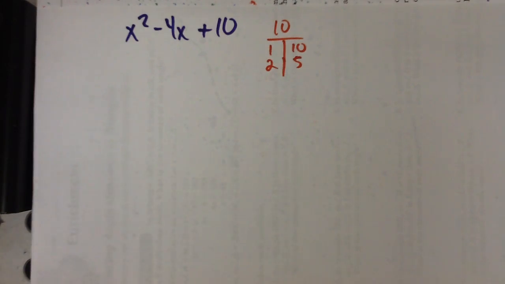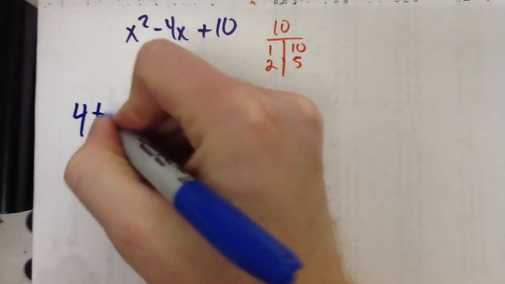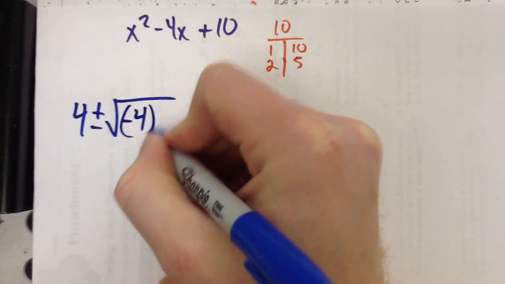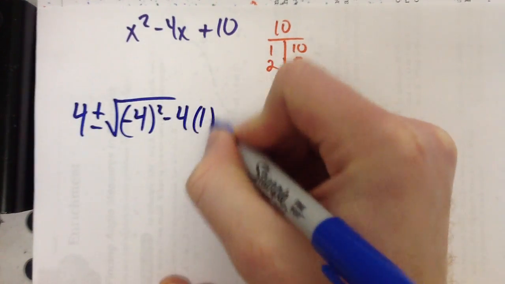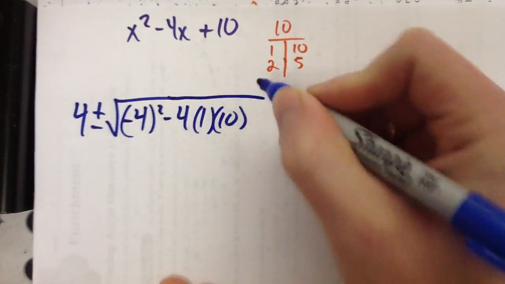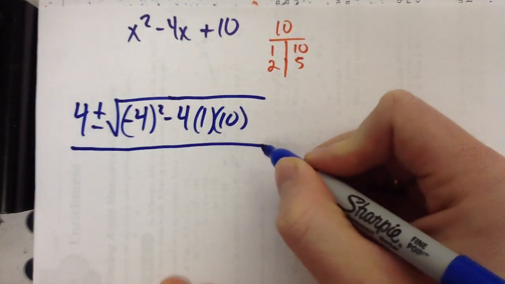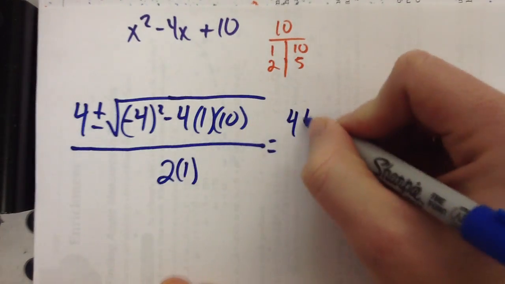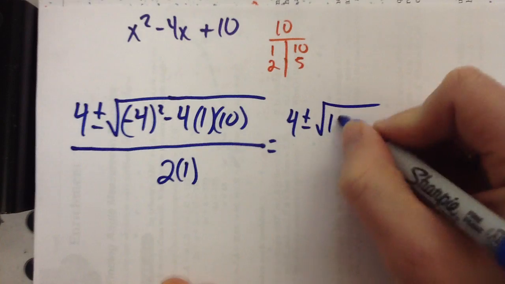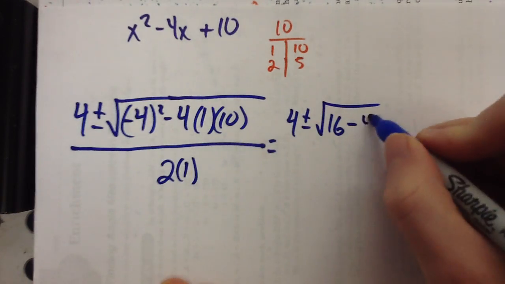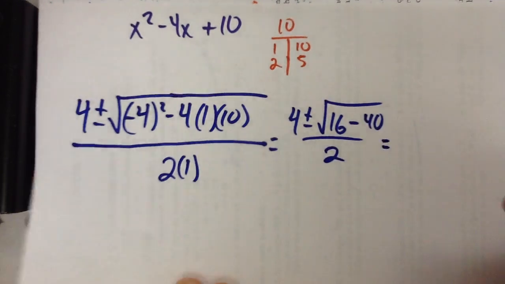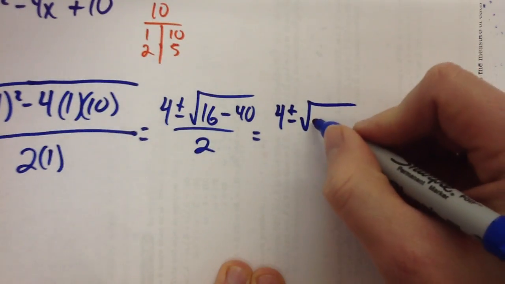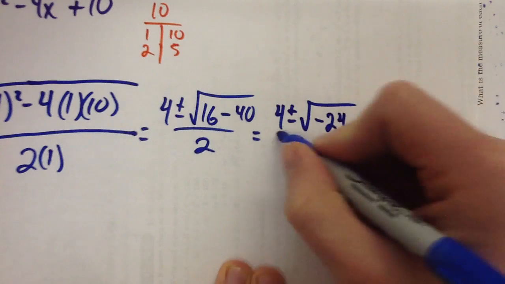So -b plus or minus the square root of b squared minus 4 times a times c. I'm going to extend that bar over. This bar goes under everything. And it's 2a on the bottom. All right, so 4 plus or minus the square root of 16 minus 40 all over 2. So 4 plus or minus the square root of -24 all over 2.